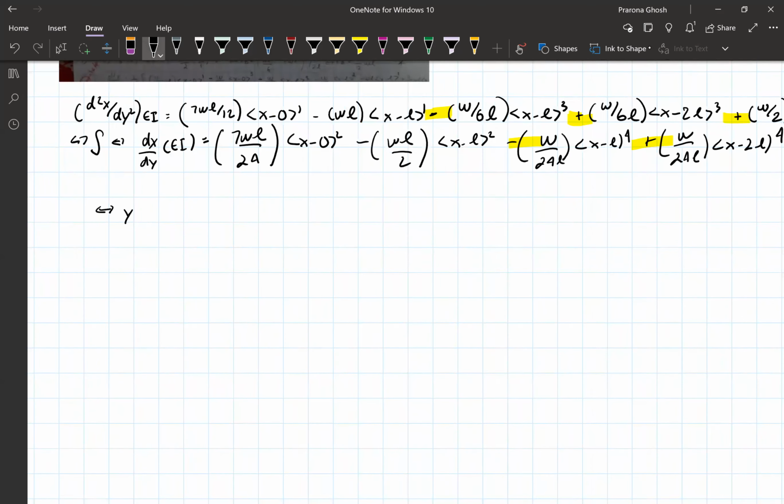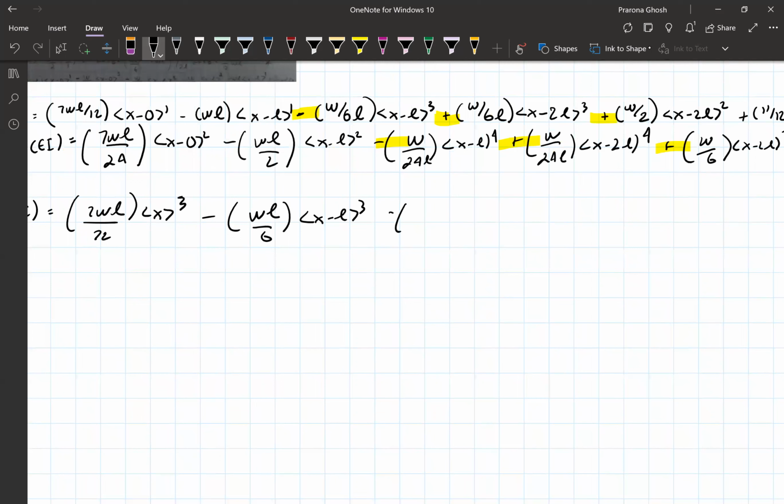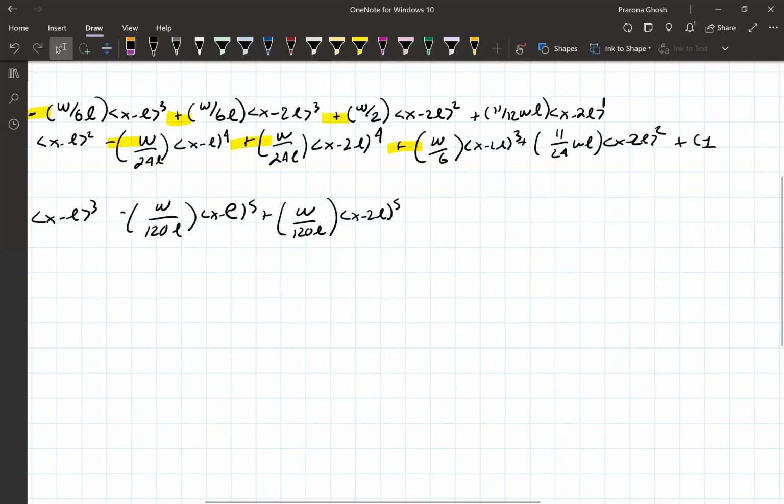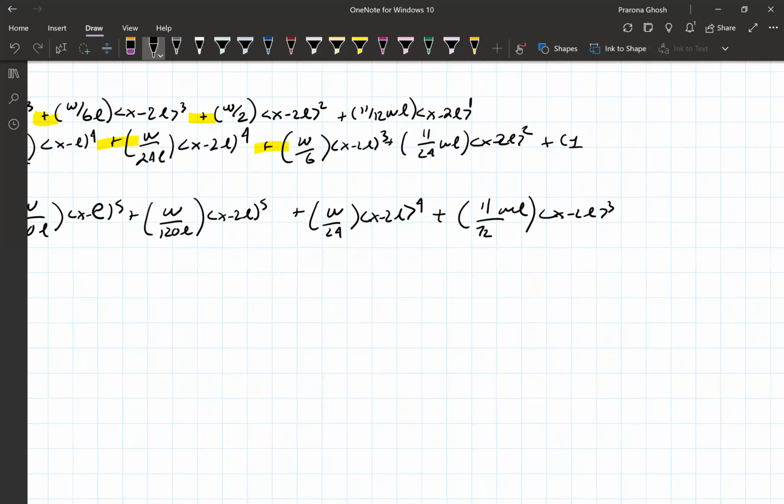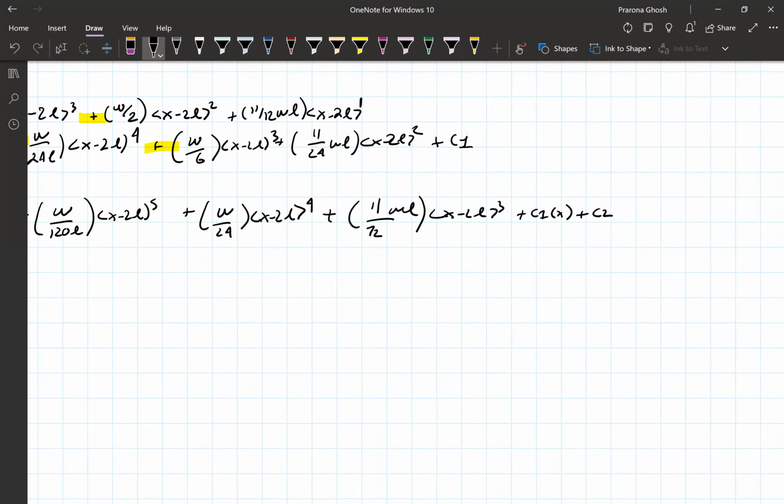And then y times EI, integrate again, get 7WL over 72 x. I'm just going to take out the 0, it doesn't matter anymore. Minus WL over 6, x take away L to the 3, minus W over 120L, x take away L to the 5, plus W over 120L, x take away 2L to the 5, plus W over 24, x take away 2L to the 4. This takes so long. Plus 11 over 72 WL, x minus 2L to the 3, plus C1 x plus C2.